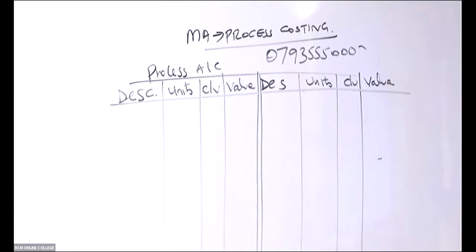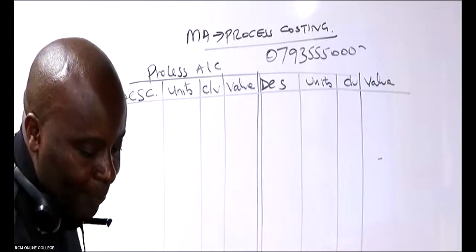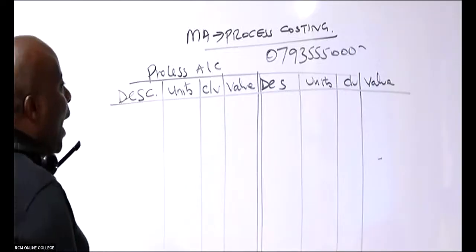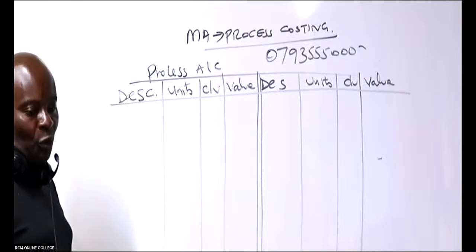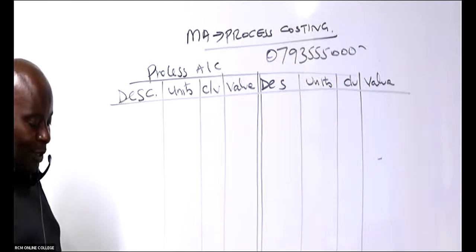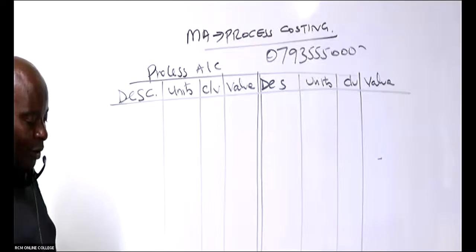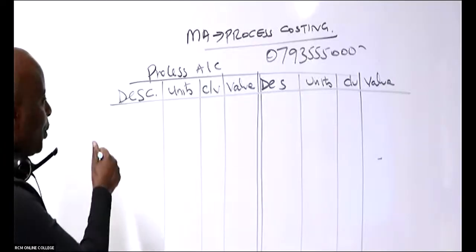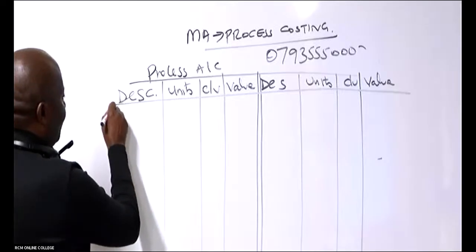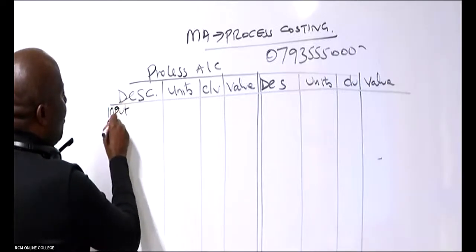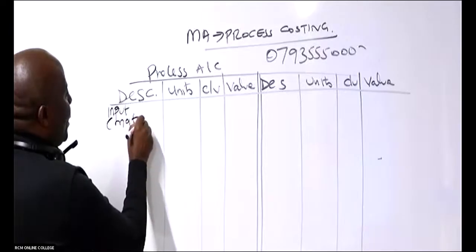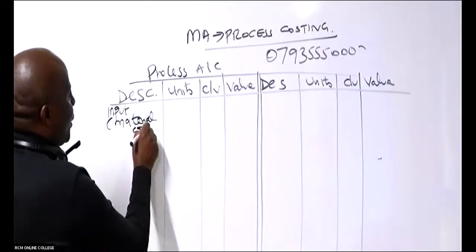So now what you're going to do, ladies and gentlemen, first of all, is to map out our throughput. Let's bring our throughput account right away here. I hope you remember the throughput. So we have here the input, which basically will lead to what we call material cost.